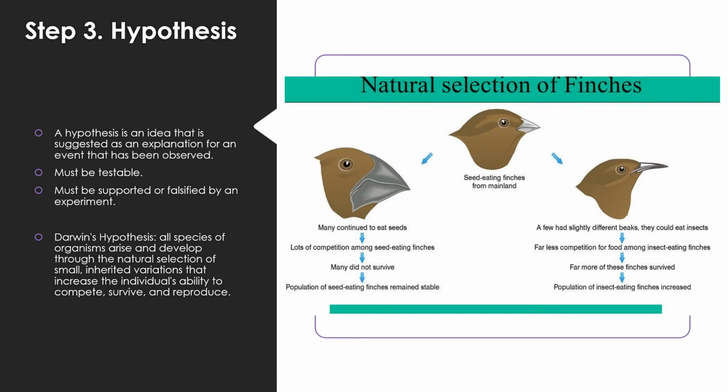Then on the right-hand side, a few had slightly different beaks. They could eat insects. Far less competition for food among insect-eating finches because they had the thinner beaks and there was less competition compared to the seed-eating finches. Far more of these finches survived. Population of insect-eating finches increased. So, you can see there how over time this adaptation in the finch species could benefit both sides.